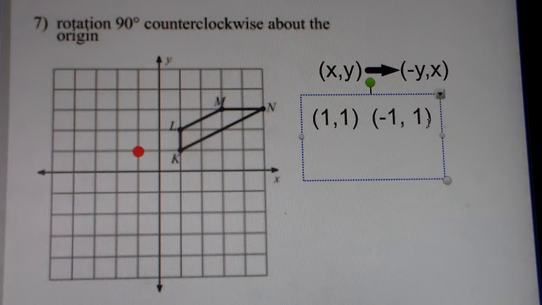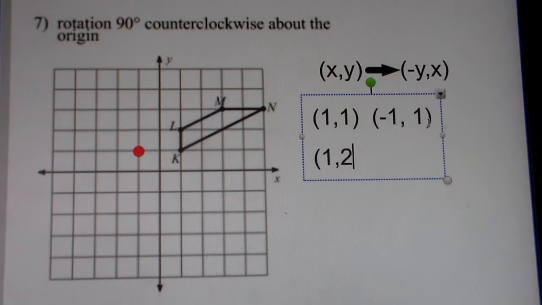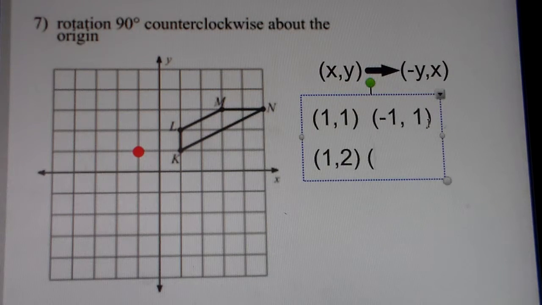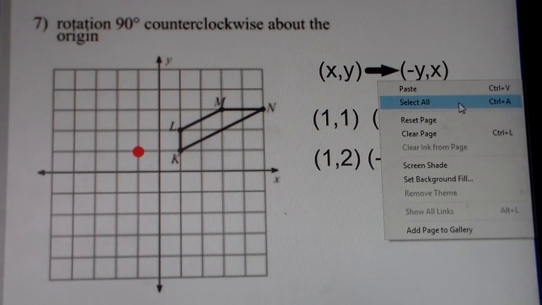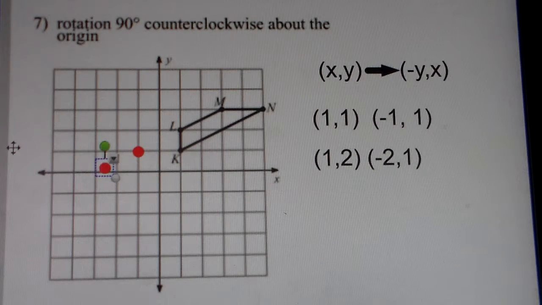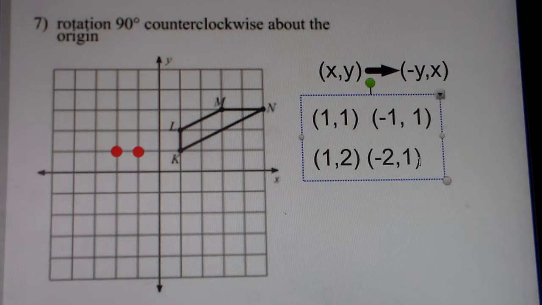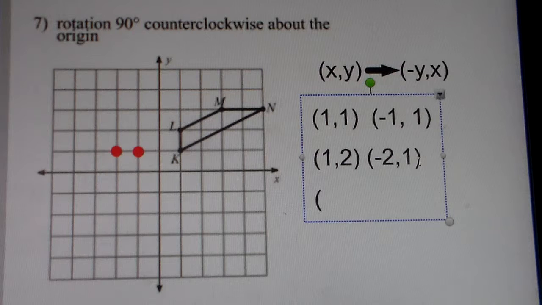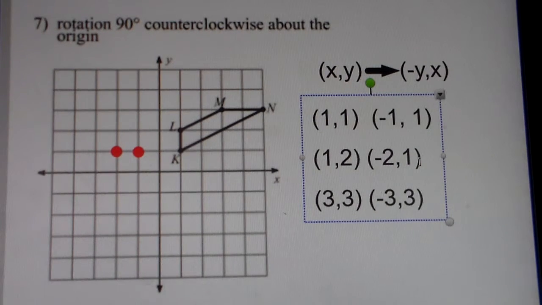My L is 1 to the right, 2 up. That's going to turn into negative 2 comma 1 according to our formula there. So I go 2 to the left, 1 up. That's going to be my L prime. My M is 3 to the right, 3 up. So that means I flip-flop it so it becomes negative 3 comma 3 according to our rule.